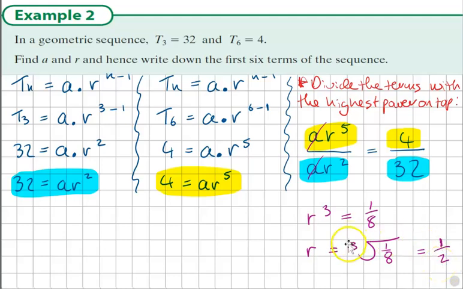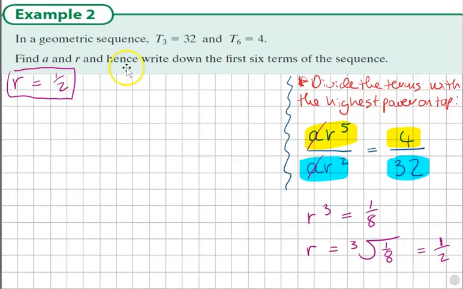So the common ratio is a half. Now, it's just a coincidence that we got the cube root here, and in the previous example, it won't always necessarily be the cube root. It obviously depends on what these numbers are. So if this was, say, 10 and 4, then it would be the 6th root. If this was 5 and 3, it would be the square root, and so on. Okay, so r is equal to a half, so the common ratio is a half. So we were asked to find a and find r, and hence write down the first 6 terms of the sequence.